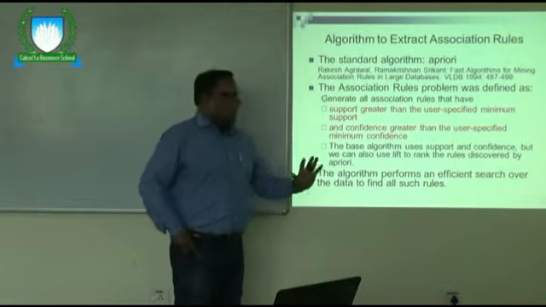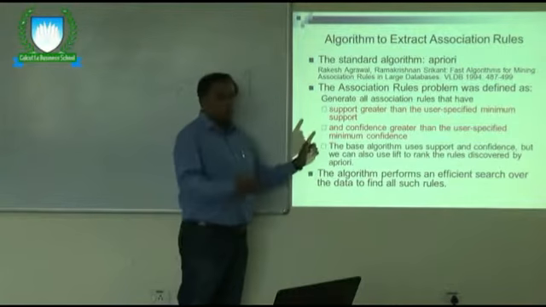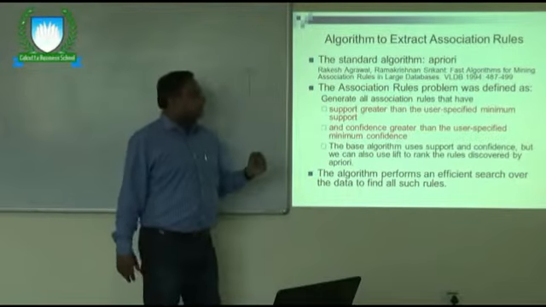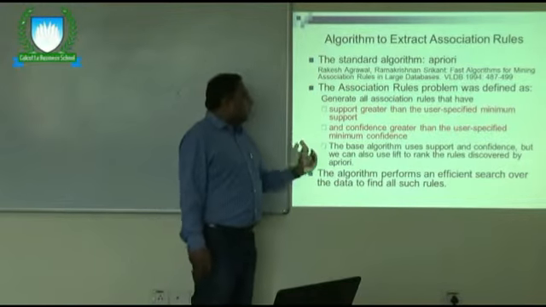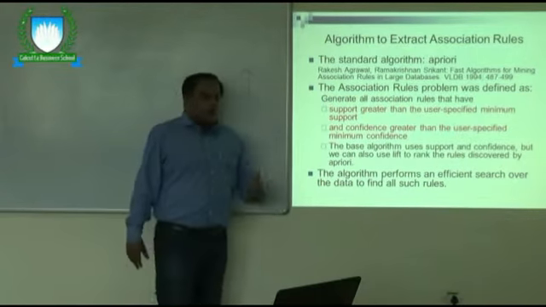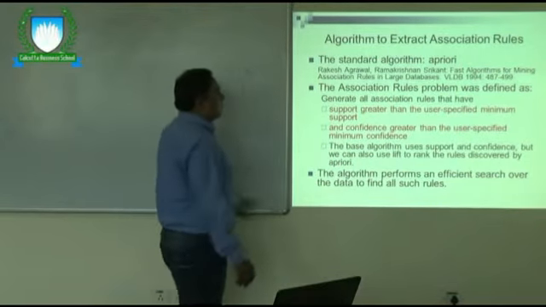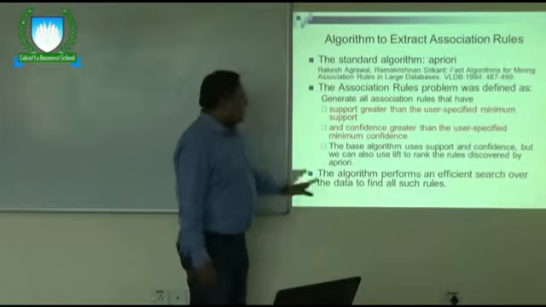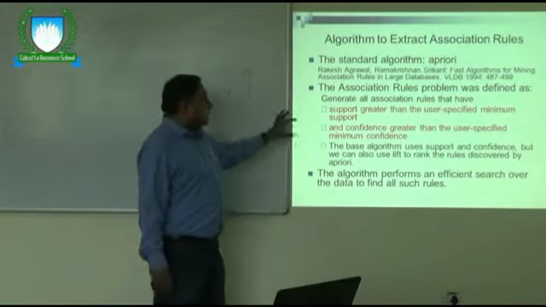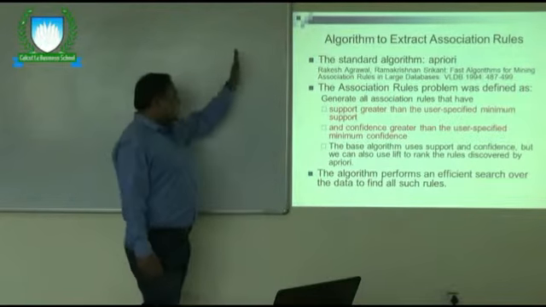The Apriori algorithm is simpler, but handling it in a large database is a bit difficult. I will show how that is done. The association rule problem was defined as generating all the association rules with support greater than a minimum threshold value and confidence greater than a specified minimum threshold. The base algorithm uses support and confidence, but we can also use lift to rank the association rules. So the essential parameters are support and confidence, but lift is used in ranking.